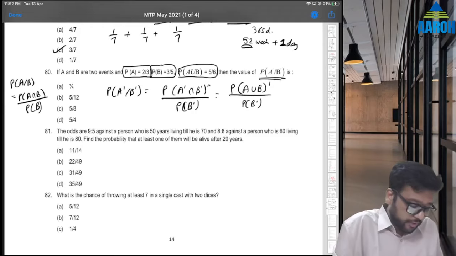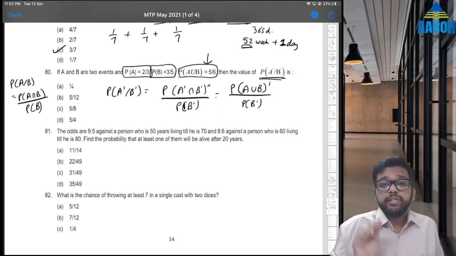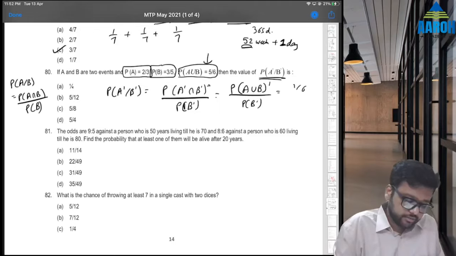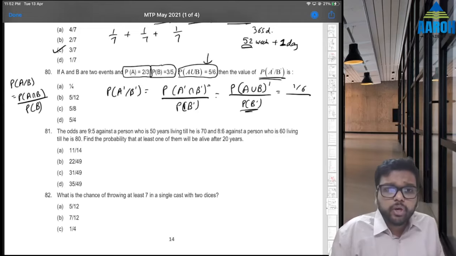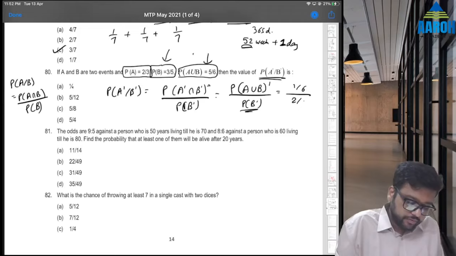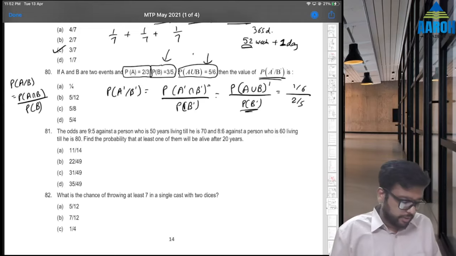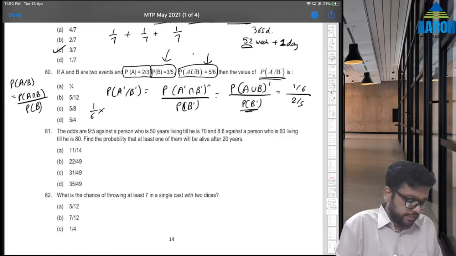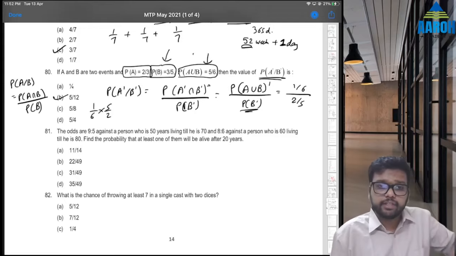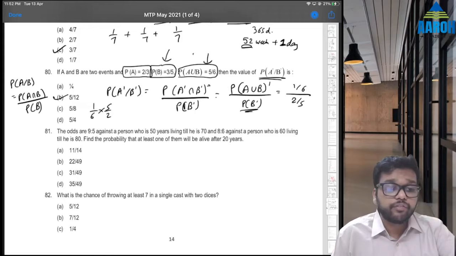A union B we have 5/6. That means (A union B) dash will be 1 minus 5/6, that is 1/6. And probability of B also we have 3/5. That means B dash will be 2/5. So 1/6 divided by 2/5, that is 1/6 into 5/2. That is how much? 5/12. Option B will be the correct answer here for 80. Next is 81.